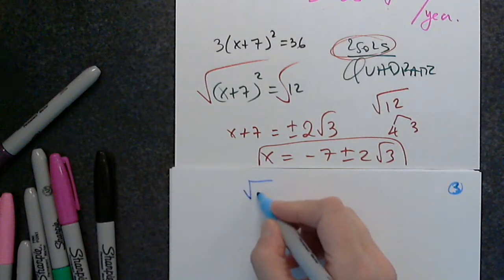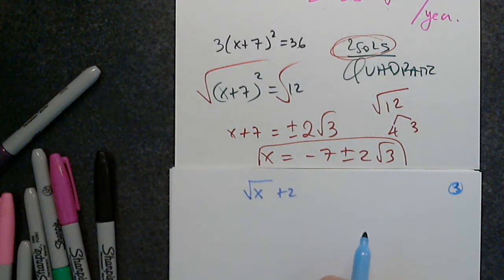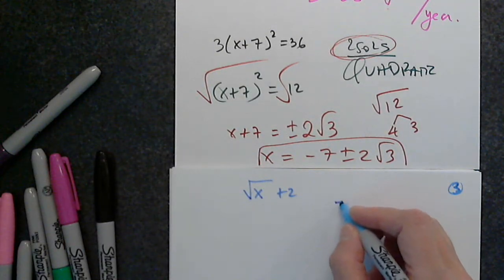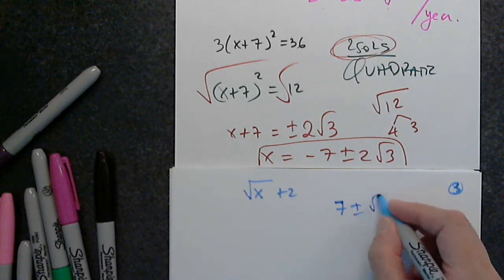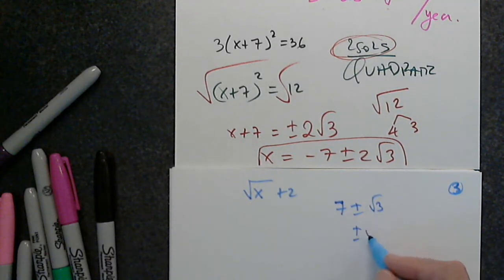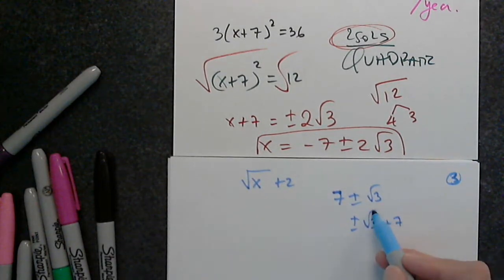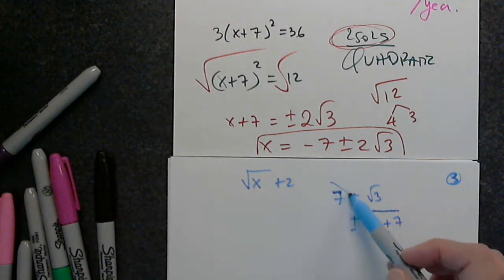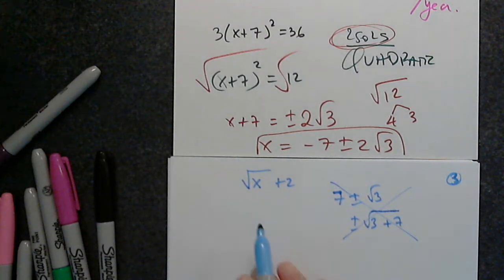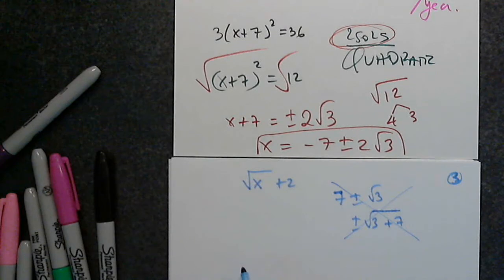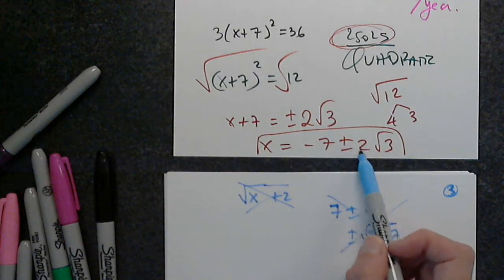So if I have the square root of x plus 2, it's okay. But if I have, let's say, 7 plus or minus the square root of 3, instead of plus or minus the square root of 3 plus 7, it's possible I may think that there is a square root on top of 7. So that's why we avoid this situation. When we have x, we have to be very careful, because that would be an error. But when we have numbers, we prefer the number in front of plus or minus and then the square root of 3.